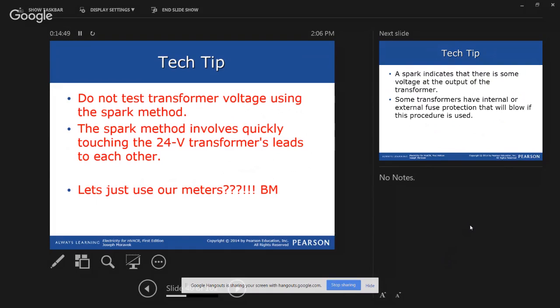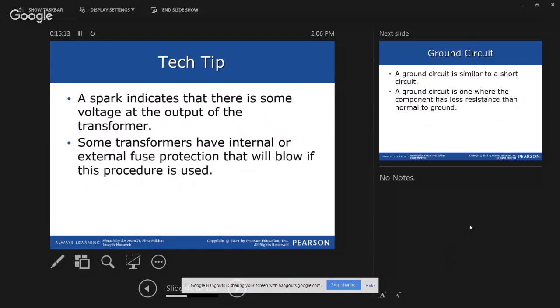I want you guys to know this tech tip is very likely in your book. The reason is they suggest not doing it, because you're going to blow a fuse, and it's not real safe. A spark indicates that there's some voltage at the output of the transformer. Some transformers have an internal or external fuse protection that will blow if this procedure is used. Let's just avoid it altogether.